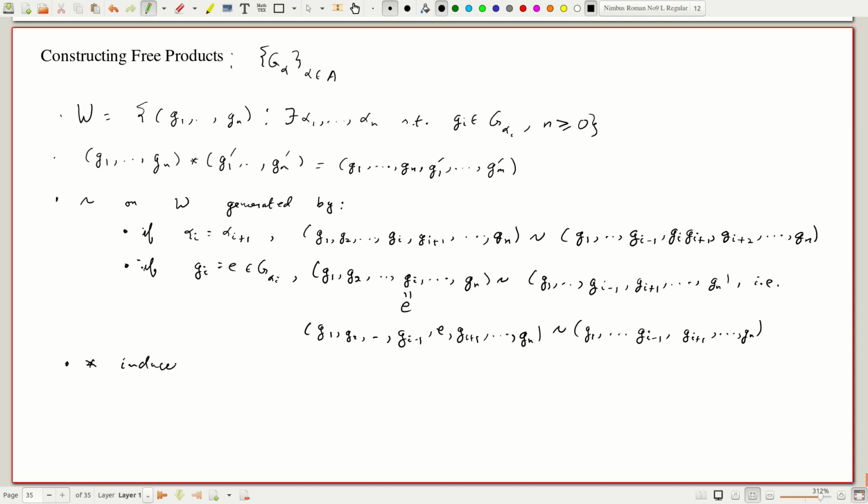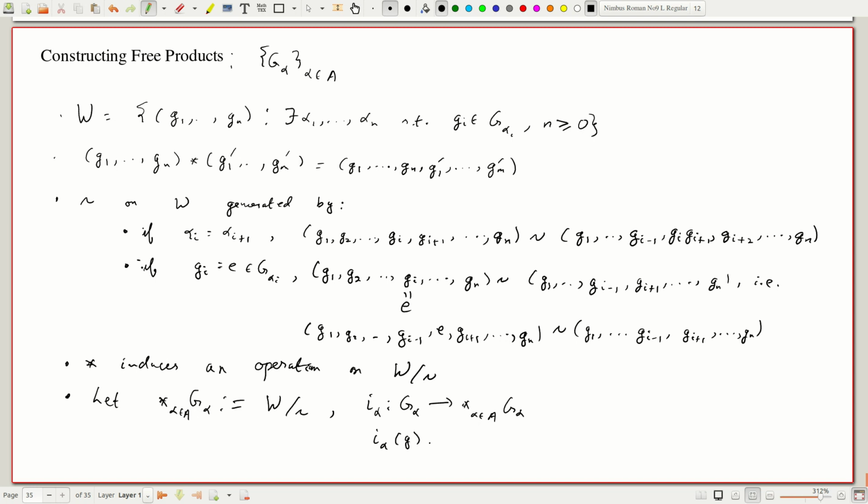Okay, and then we can easily see that star induces an operation, a multiplication, on W modulo tilde. If two words are equivalent and we concatenate them, we'll still get equivalent words in the two pairs of words. That's very similar to the case of free groups and is straightforward anyway. Okay, so let's define our group and then we'll see a couple of properties of it. So you let star over alpha in A of G alpha be by definition equal to W modulo tilde, and let i alpha, which will map G alpha to the free product, be the obvious map which will send an element here to the single letter word, which is g itself.